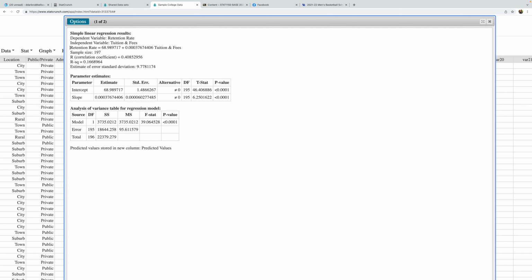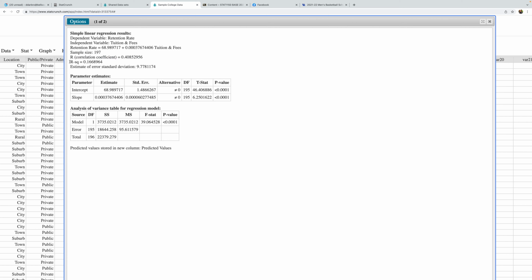The next thing you're given is your regression model. So when I see this, Y hat, which again is the predicted retention rate, can be found by taking 68.99 plus 0.00038 times the tuition and fees, our X. Sample size is 197. Our correlation coefficient is 0.41.